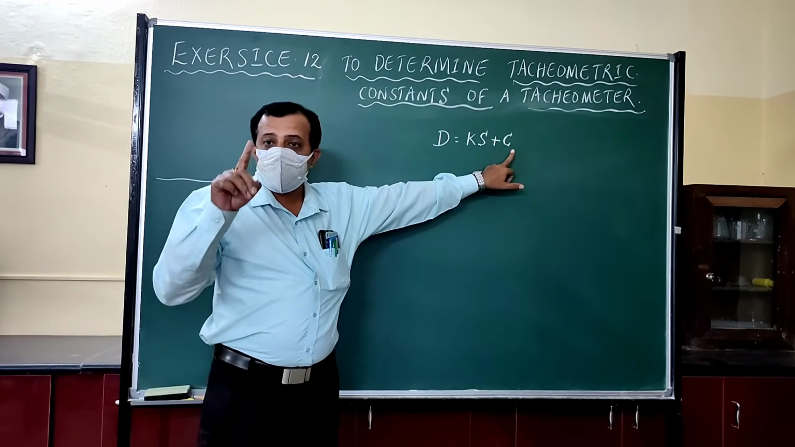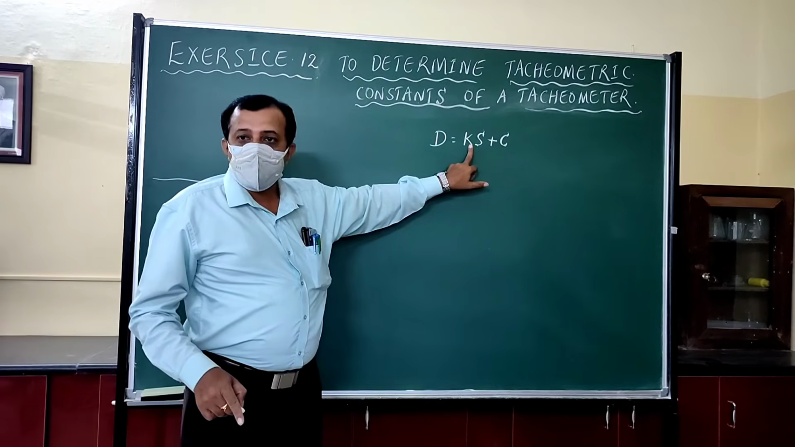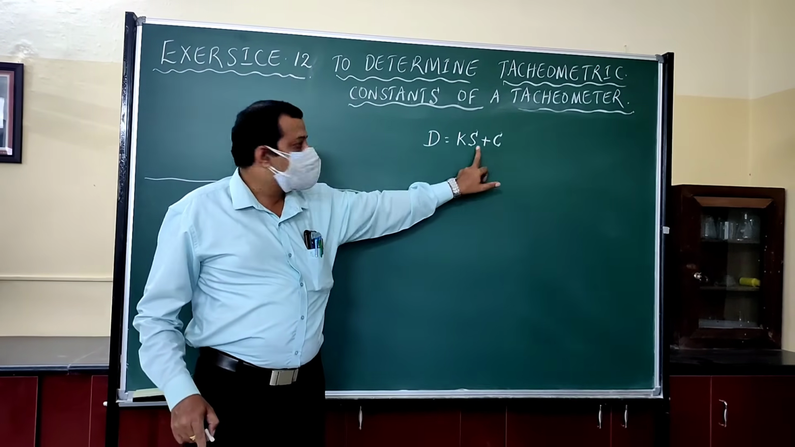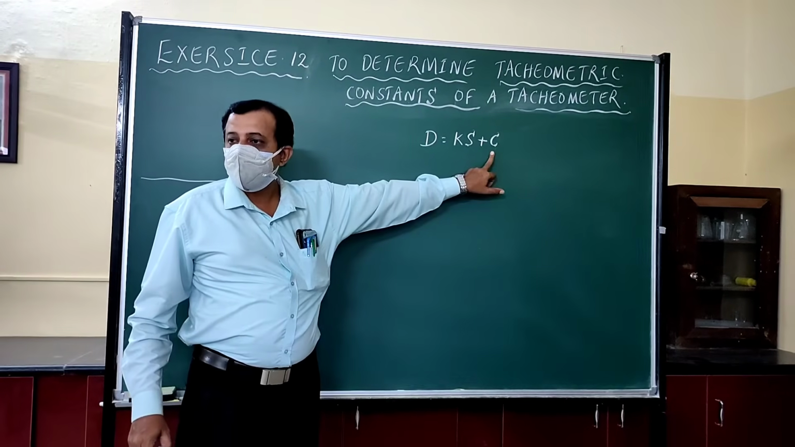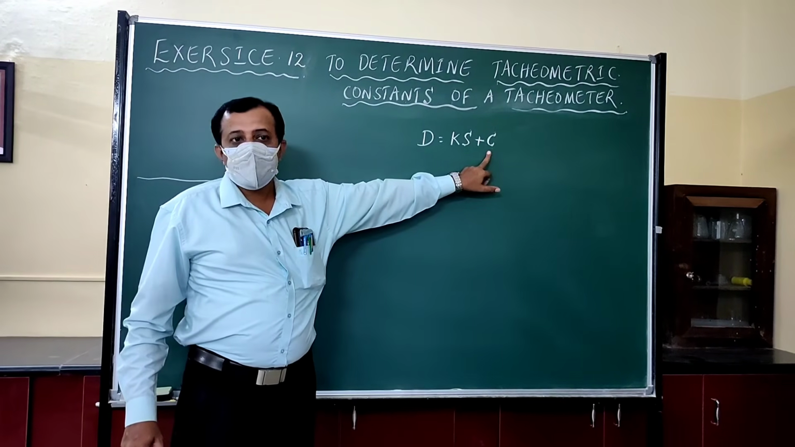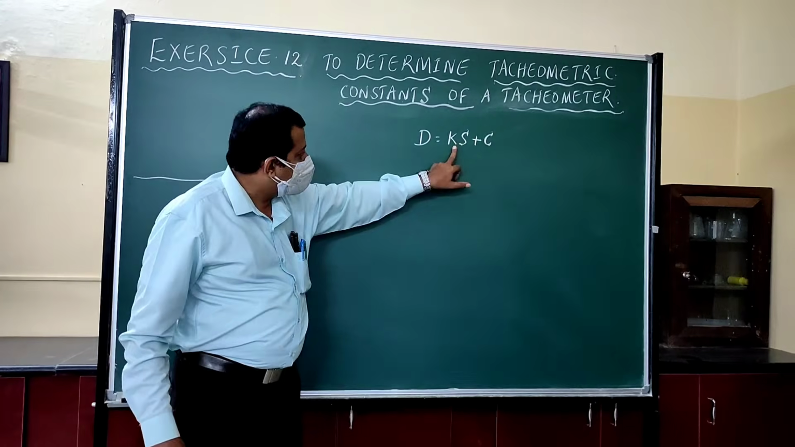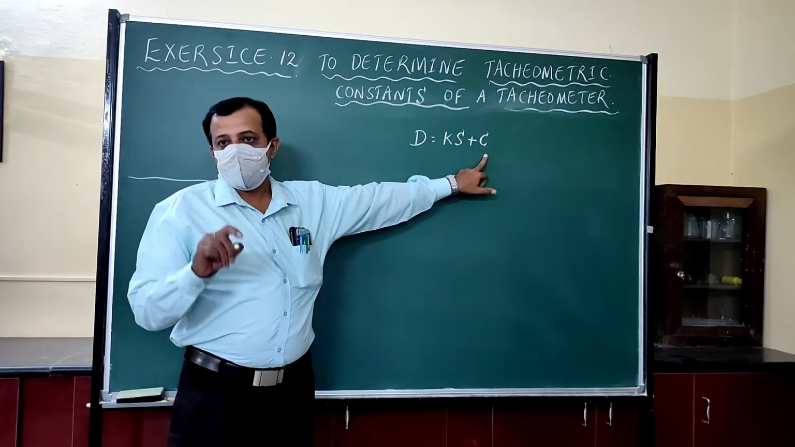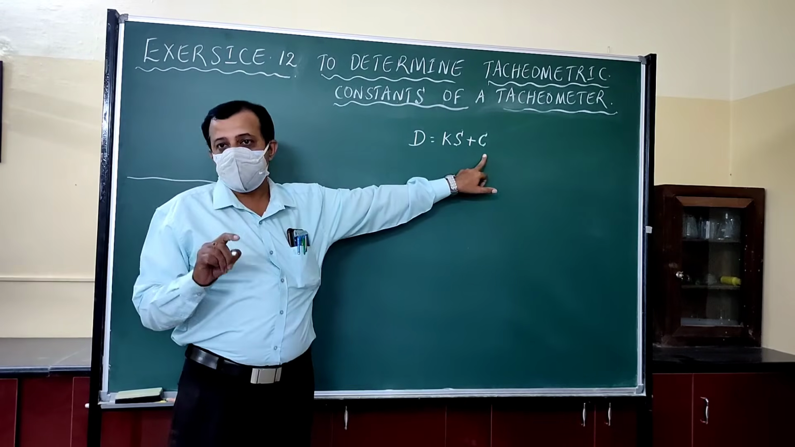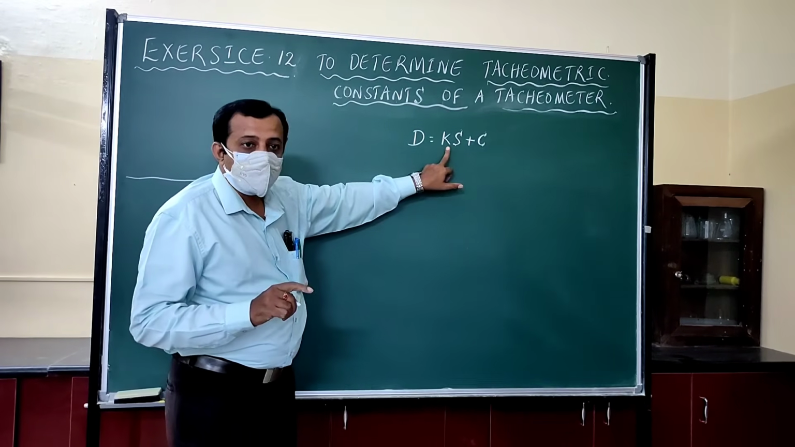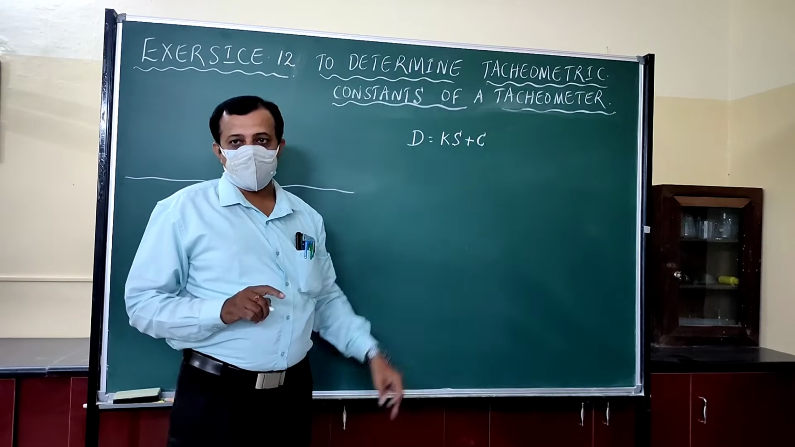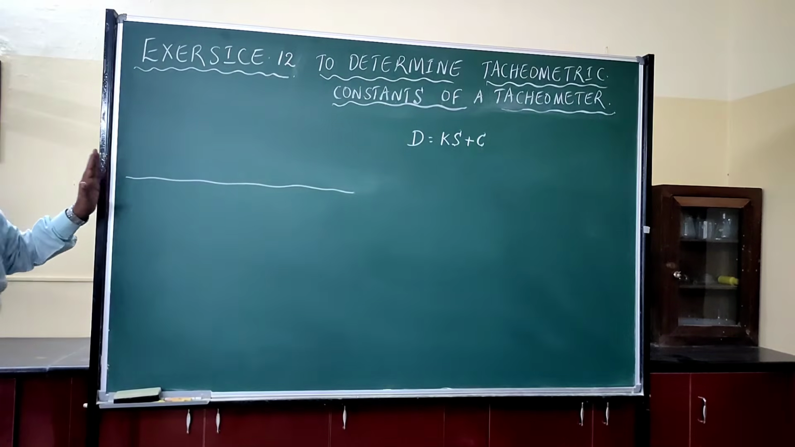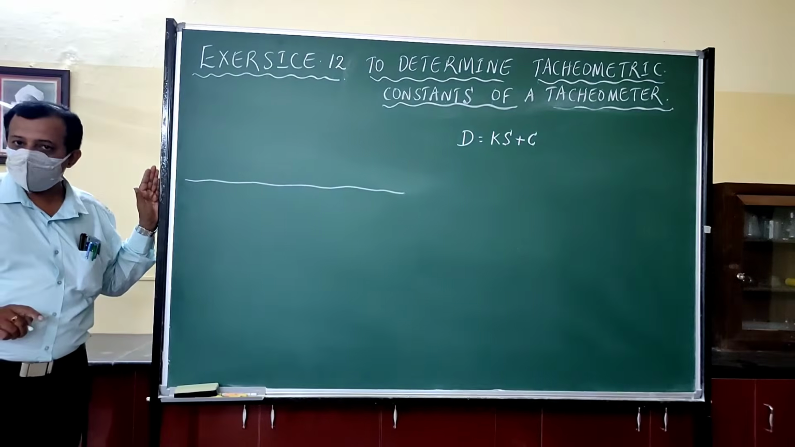Now we have to find this multiplicative constant K and this additive constant C. These two constants we have to find in the field for this particular instrument. How to find K and C? That is our question, and that is the aim of today's exercise: finding the multiplicative constant and additive constant. Let us go to the field and start finding the values of K and C.